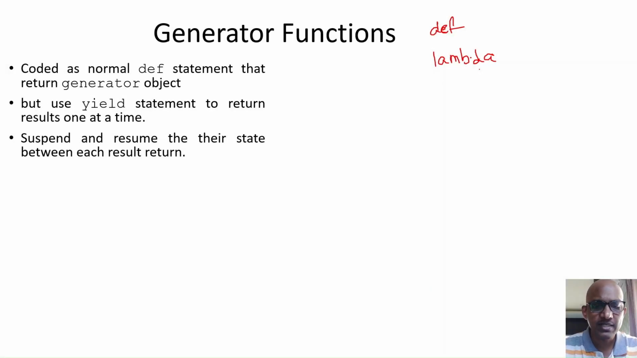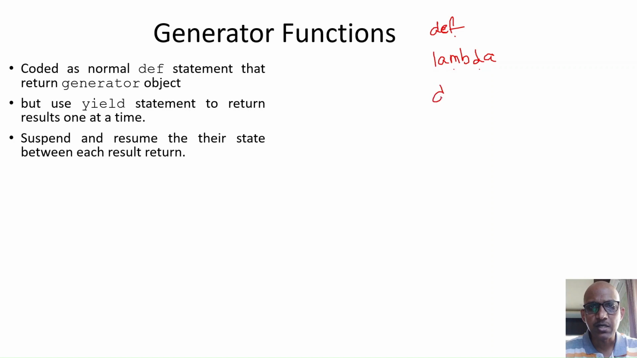So today's class we are going to discuss generator functions. A normal def function always starts with a word called def. That is called a keyword in Python. So when I say def, it means it's a normal function. Lambda is also one of the keywords in Python. That is called lambda inline functions or lambda anonymous functions.